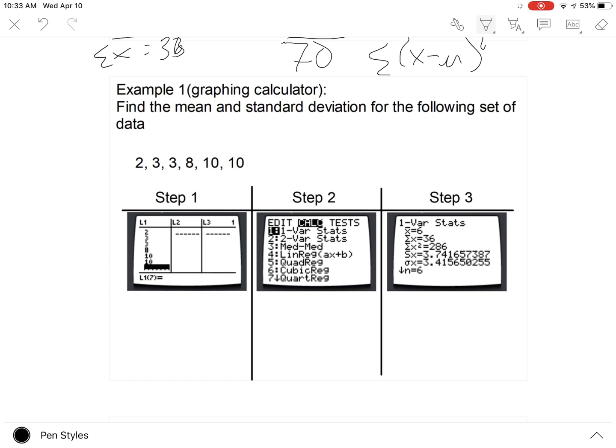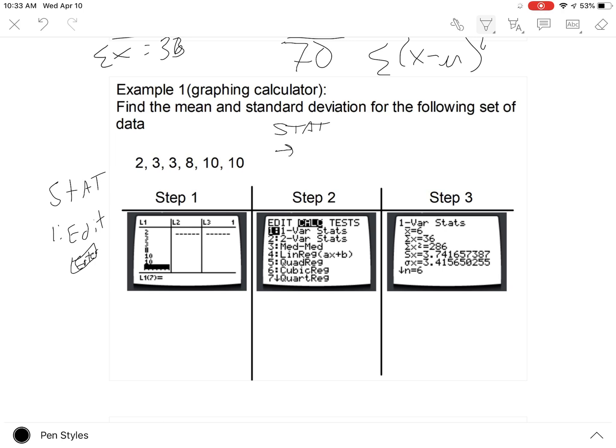Okay, so here's how you do it in your calculator. Step 1, you're going to get to this screen on your calculator by going to the stat button, and number 1, edit, and then hit enter. Should bring you to that list. You can just type in the number, hit enter, type in the number, hit enter, type in the number, and hit enter.